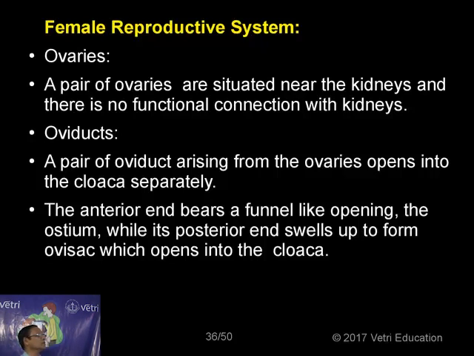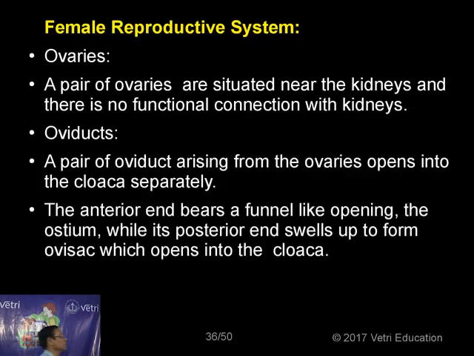So a pair of ovaries are situated near the kidneys, and there is no functional connection with the kidneys. What I mentioned, slightly attached. From the testis we have the tubules, what we call the vasa efferentia, and they open into the kidney, but here there is no functional connection between the ovary and the kidney. There are no ducts opening into the kidney from the ovary. That's the meaning of that.